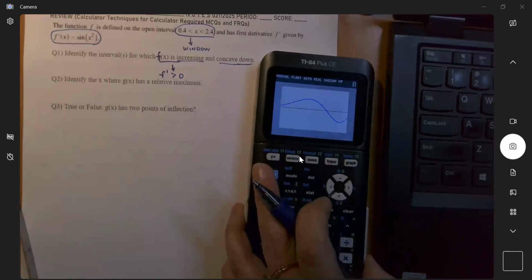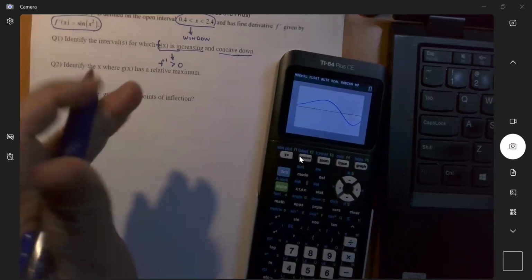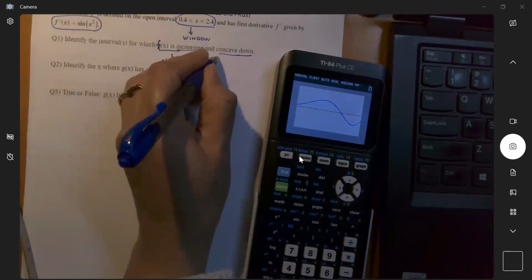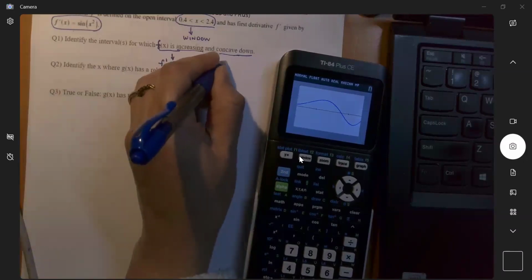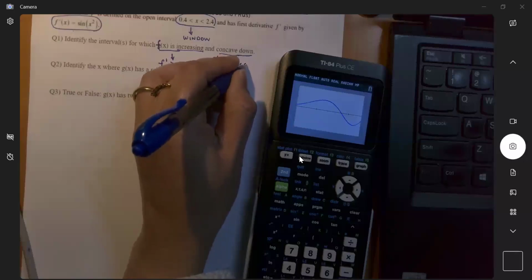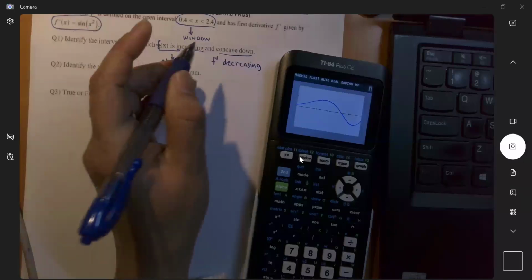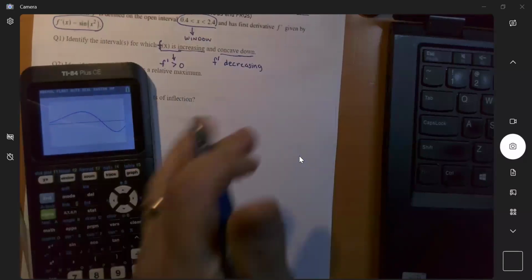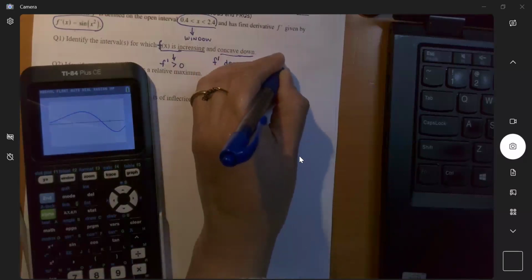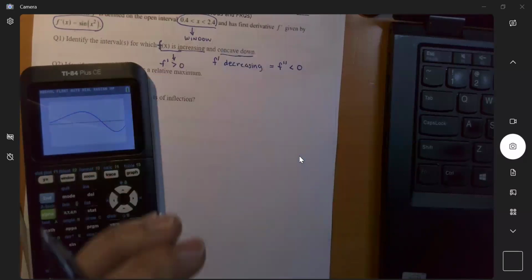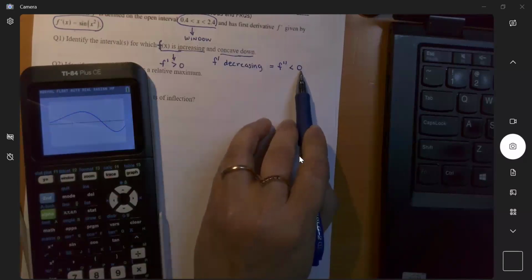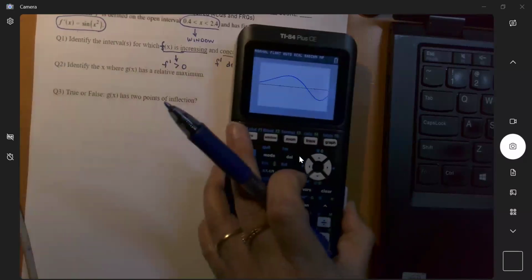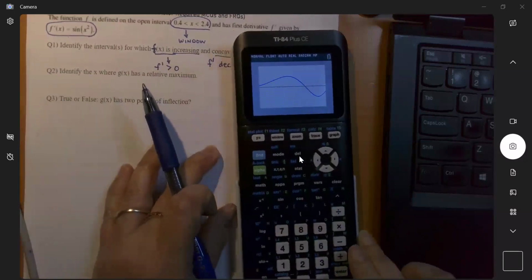Now, what happens to concave down? How do I know my original function is concave down? So f is concave down when the first derivative is decreasing. Because if the first derivative is decreasing, this also means that the second derivative is less than 0. So second derivative less than 0 means f is concave down. So look for those two in the graph.